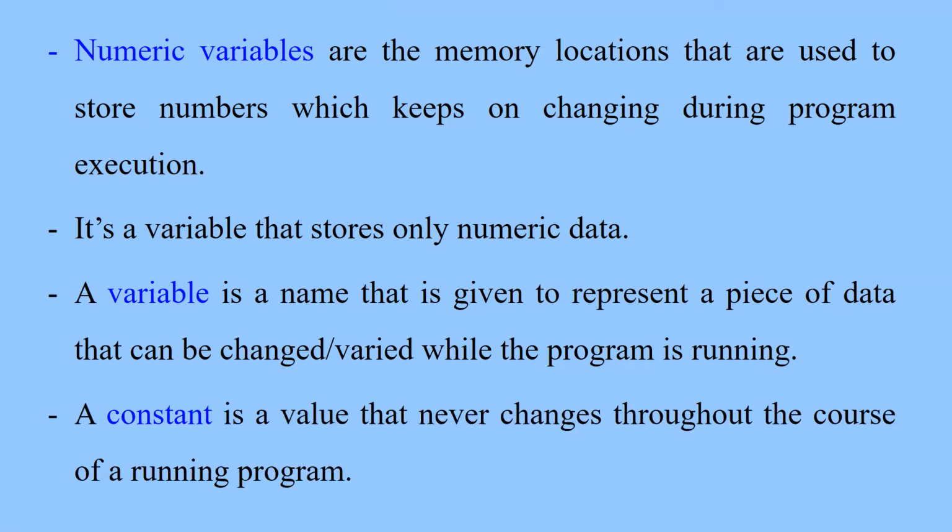That's a variable. But if the content does not keep on changing, the content remains the same, whether it's a number or a text, then that kind of a memory is called a constant. And therefore, we normally say that a constant is a value that never changes throughout the course of running a program.